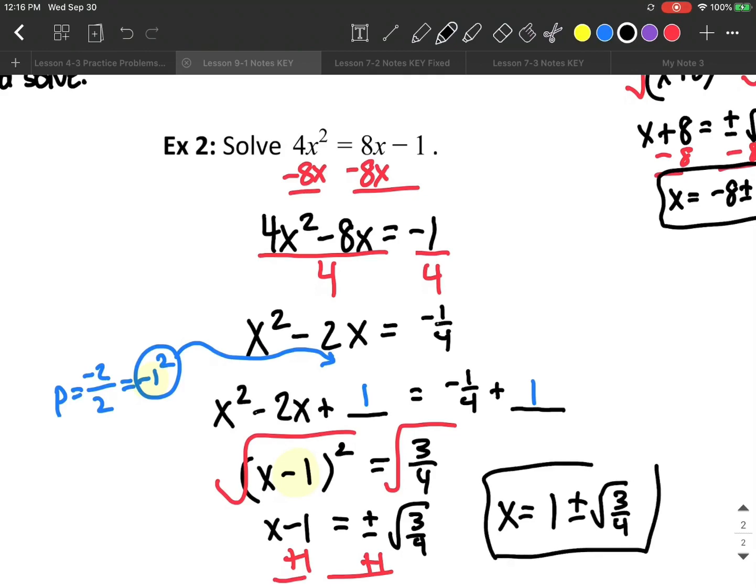Done. Oh, wait, I'm sorry. I can actually simplify this. The square root of 3 is what I have in the top, but I can simplify the bottom because it's the square root of 4, which I know is 2. And that's my final answer.